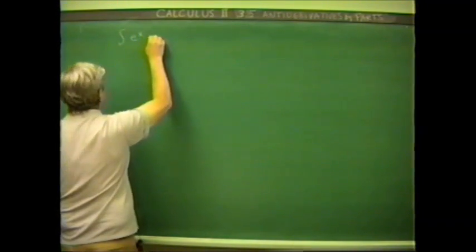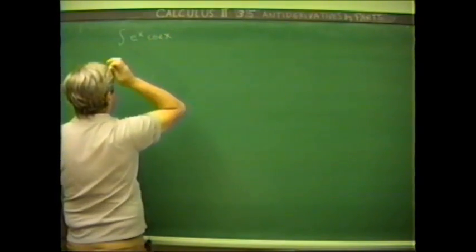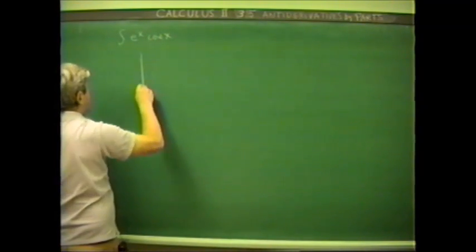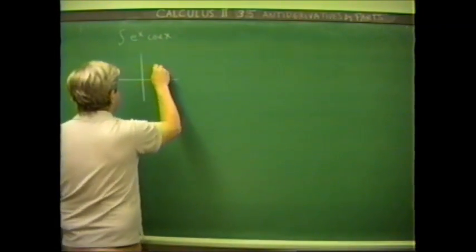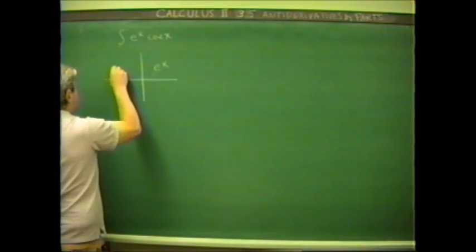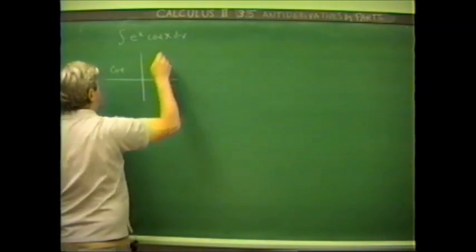Integration by parts occurs quite a bit, and we could do tons and tons of examples of it. Let's do a couple more here that indicate some tricks that sometimes show up. Let's take a look at e to the x cosine x. For this purpose here, let's put e to the x over here and cosine x here.